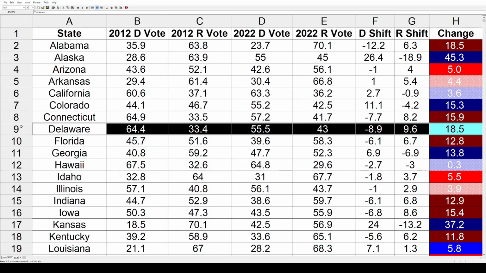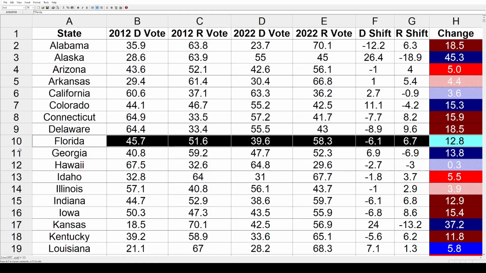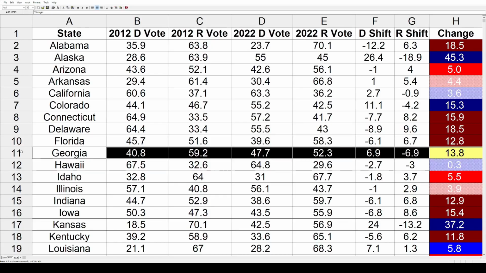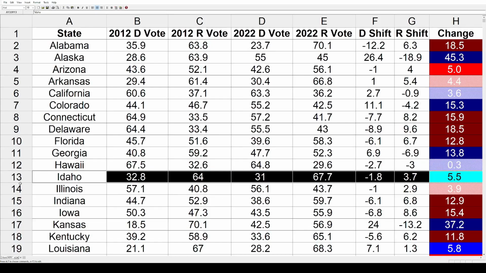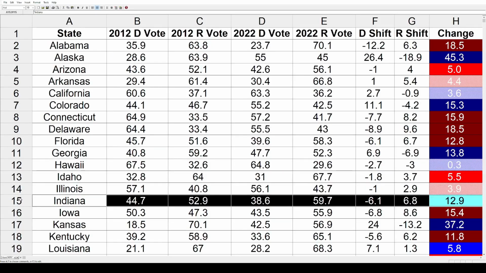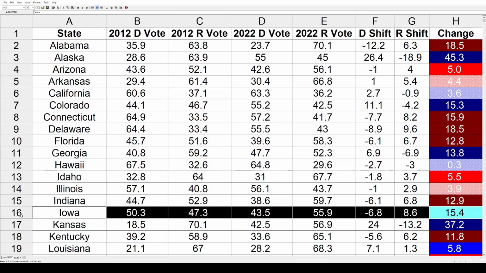Same with Delaware by 18.5%, and in Florida by 12.8%. Georgia has since shifted toward the left by 13.8%. Hawaii, there were some inconsistencies with their numbers, but they had very little change there, only 0.3% toward the Democrats. Idaho got 5.5% redder. Illinois got 3.9% redder. Indiana got even redder with 12.9%. Iowa got even redder than that by 15.4%.